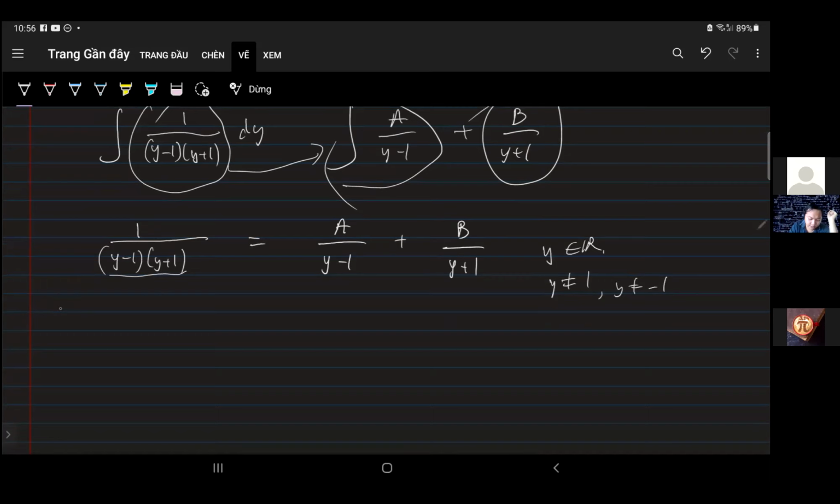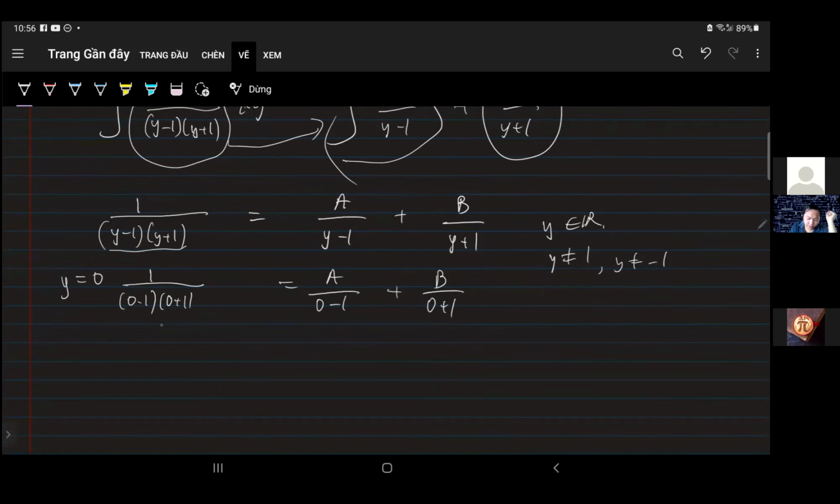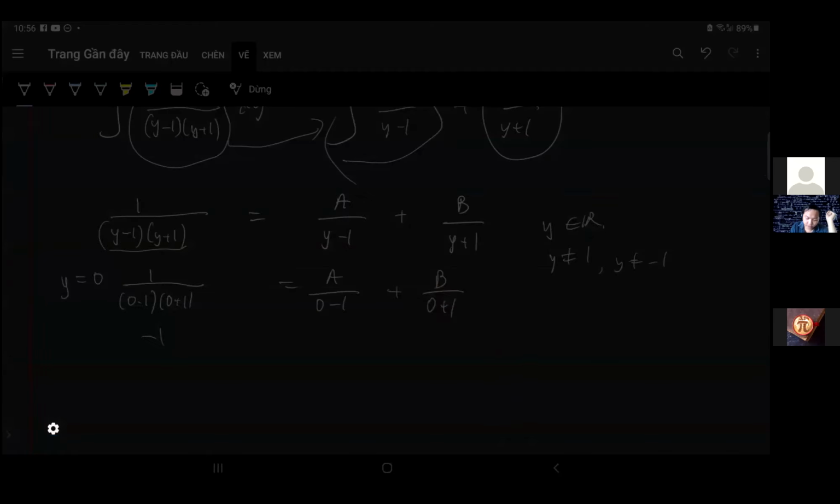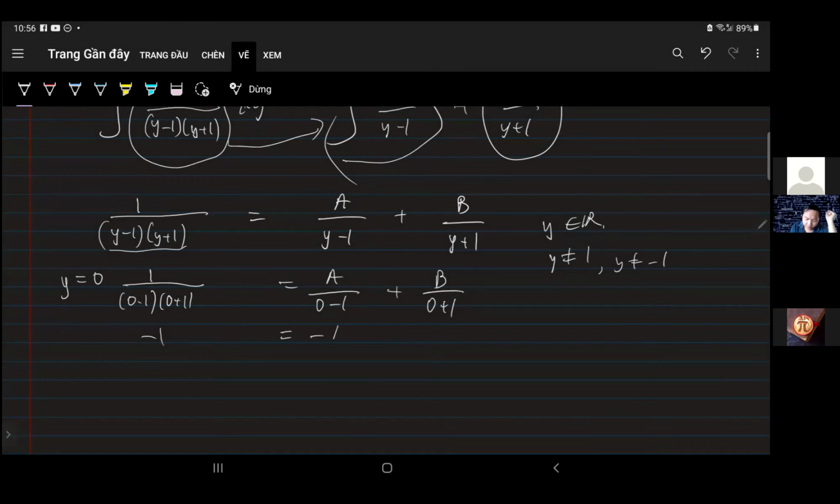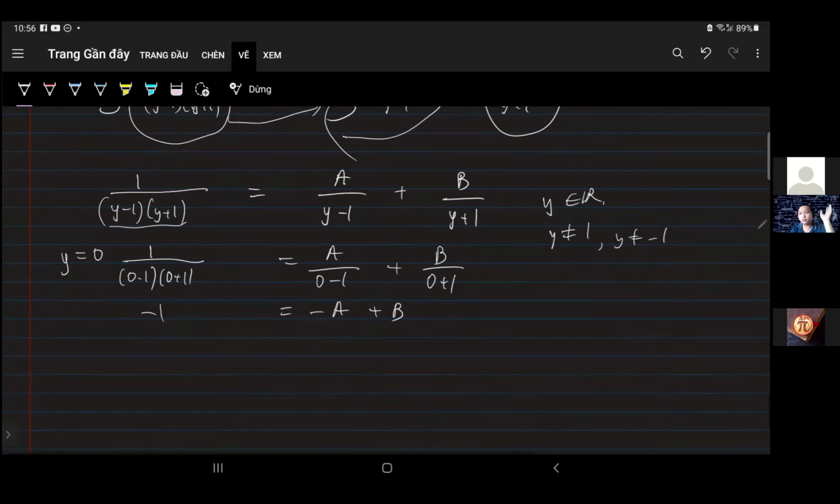So let's see. I choose y equal to 0. So let's see what's happening. I have 1 over (0 minus 1)(0 plus 1) equals a divided by (0 minus 1) plus b divided by (0 plus 1). What do I have on the left? Negative 1. On the right, negative a plus b. So I have one equation. I just need another one to get the solutions for a and b.